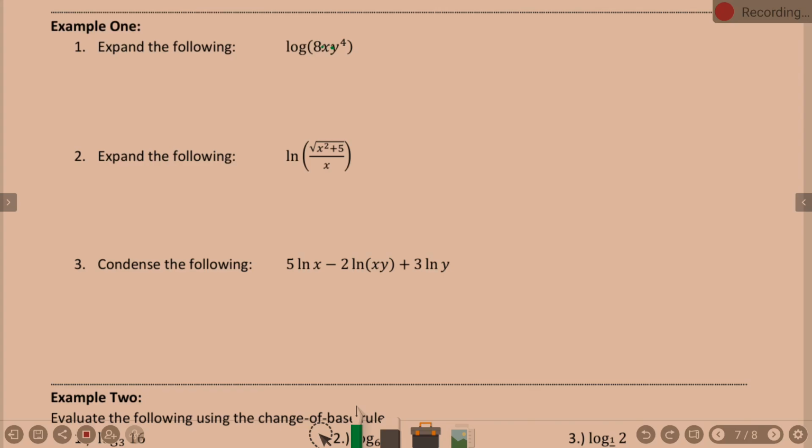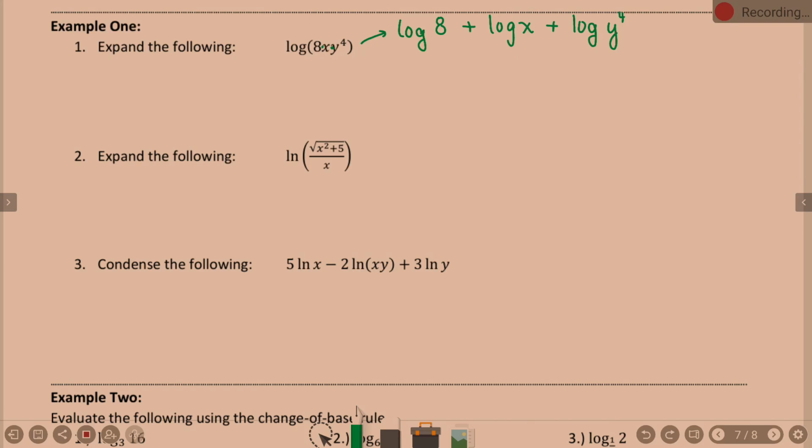Okay. So we are going to split into 3 logs. Now, yes, you could just split into 2 logs like originally suggested. However, that's not going to get you to the final answer. So, I'm going to start by writing this as log of 8 plus log of x plus log of y to the 4th. So that is my product rule there. Okay? What else?